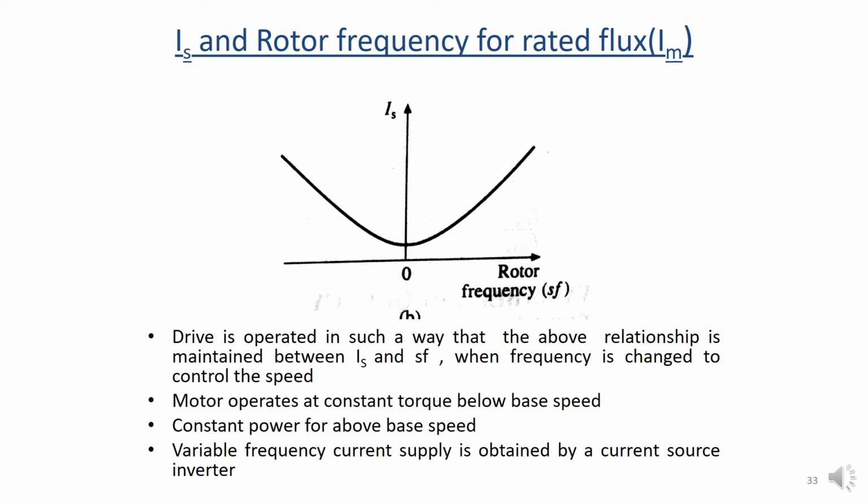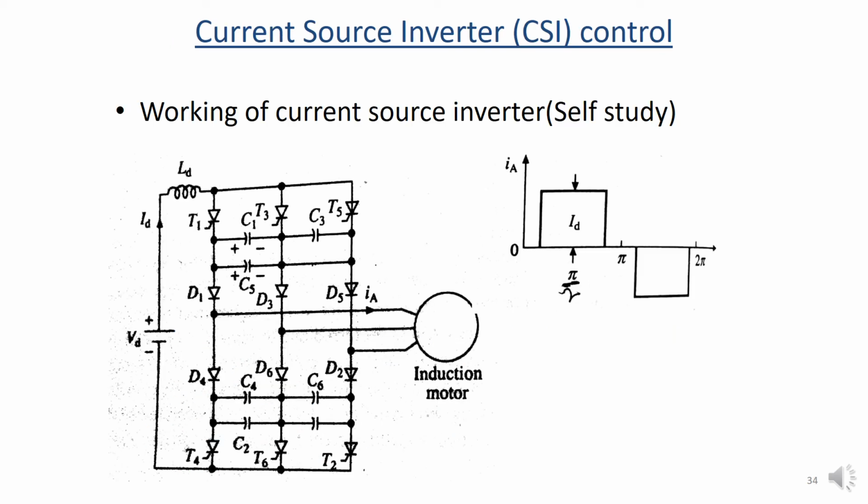The variable frequency current supply is obtained by a current source inverter. The figure shows a current source inverter feeding the induction motor, and you can also see the waveform of the phase current. The working of the current source inverter we have already studied in the power electronics course in the last semester.